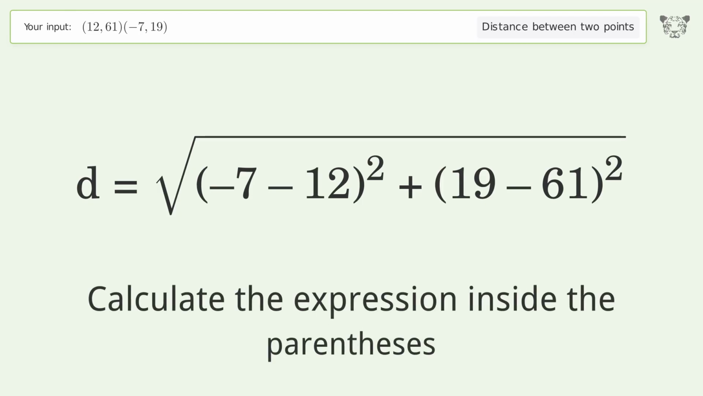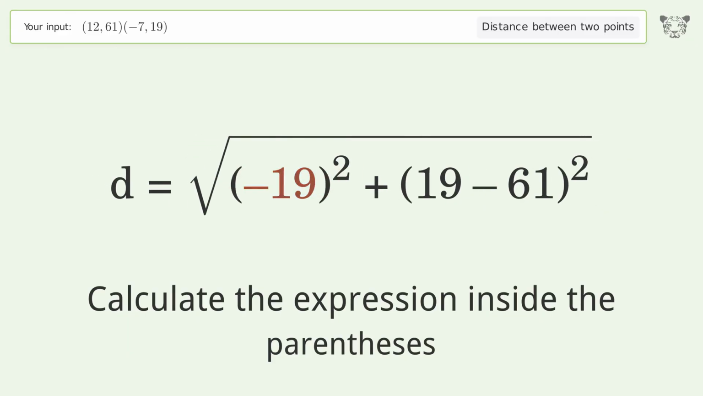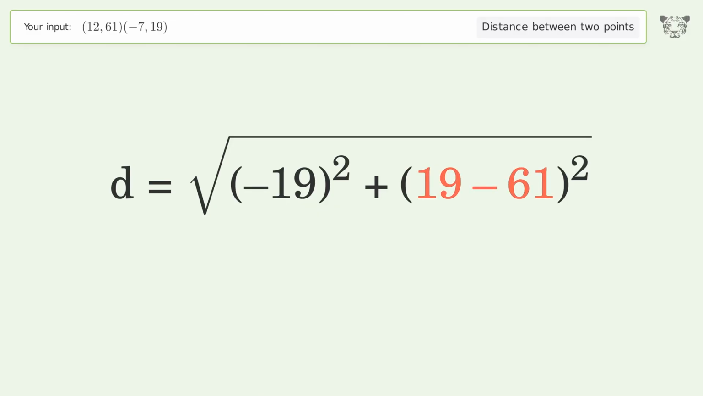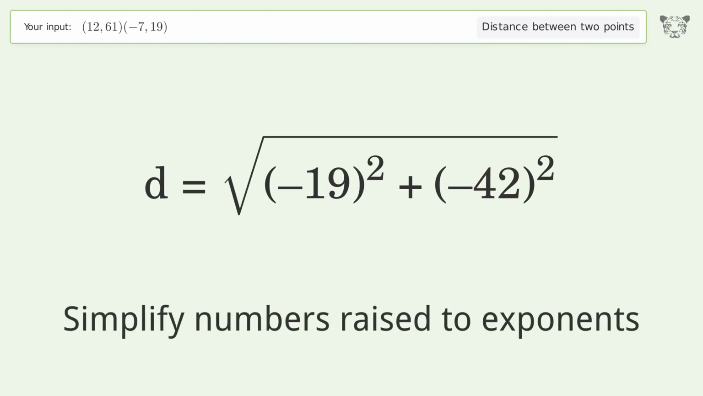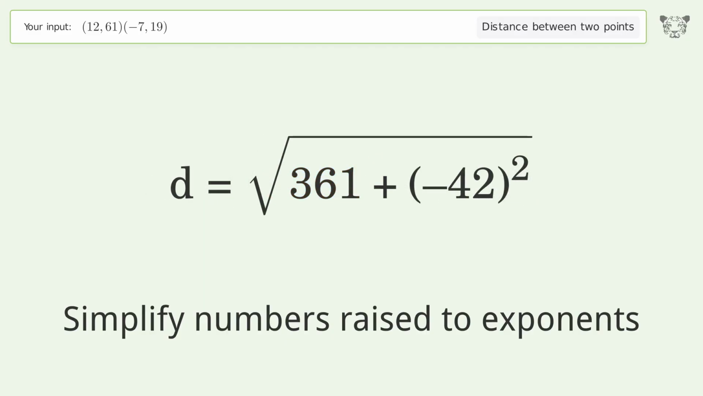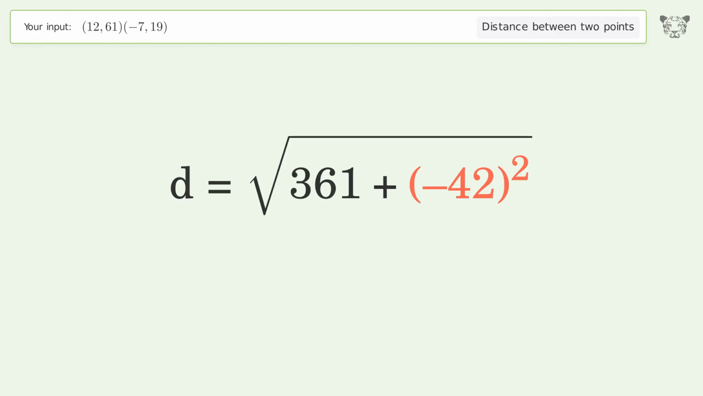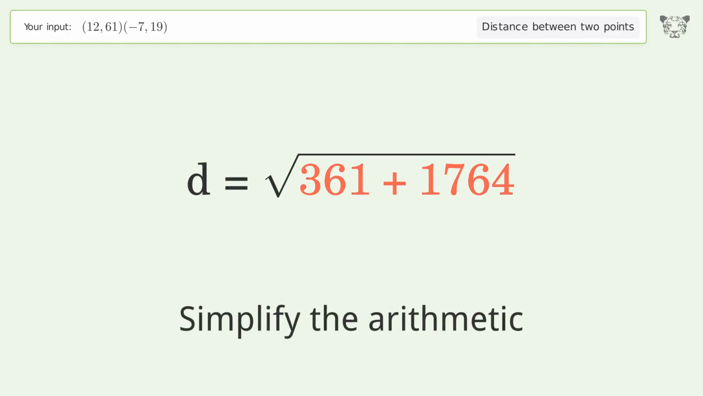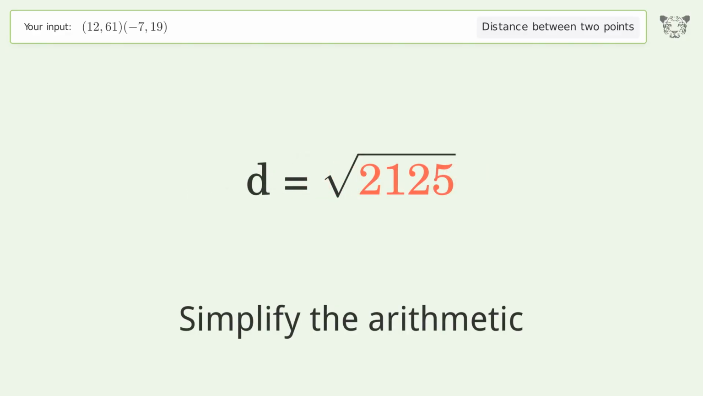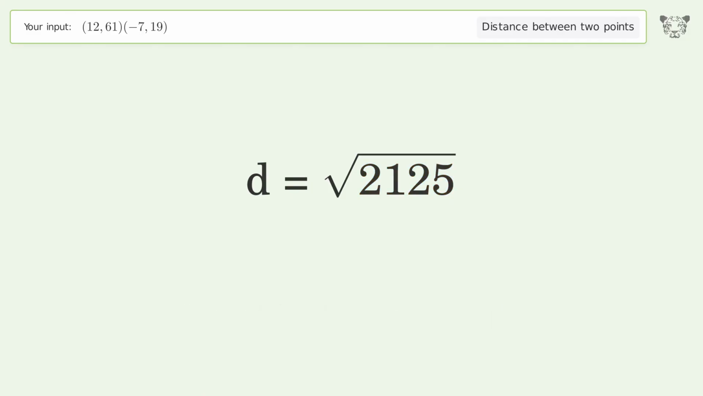Calculate the expression inside the parentheses. Simplify numbers raised to exponents. Simplify the arithmetic. And so the distance between the 2 points is the square root of 2,125 or 46.098.